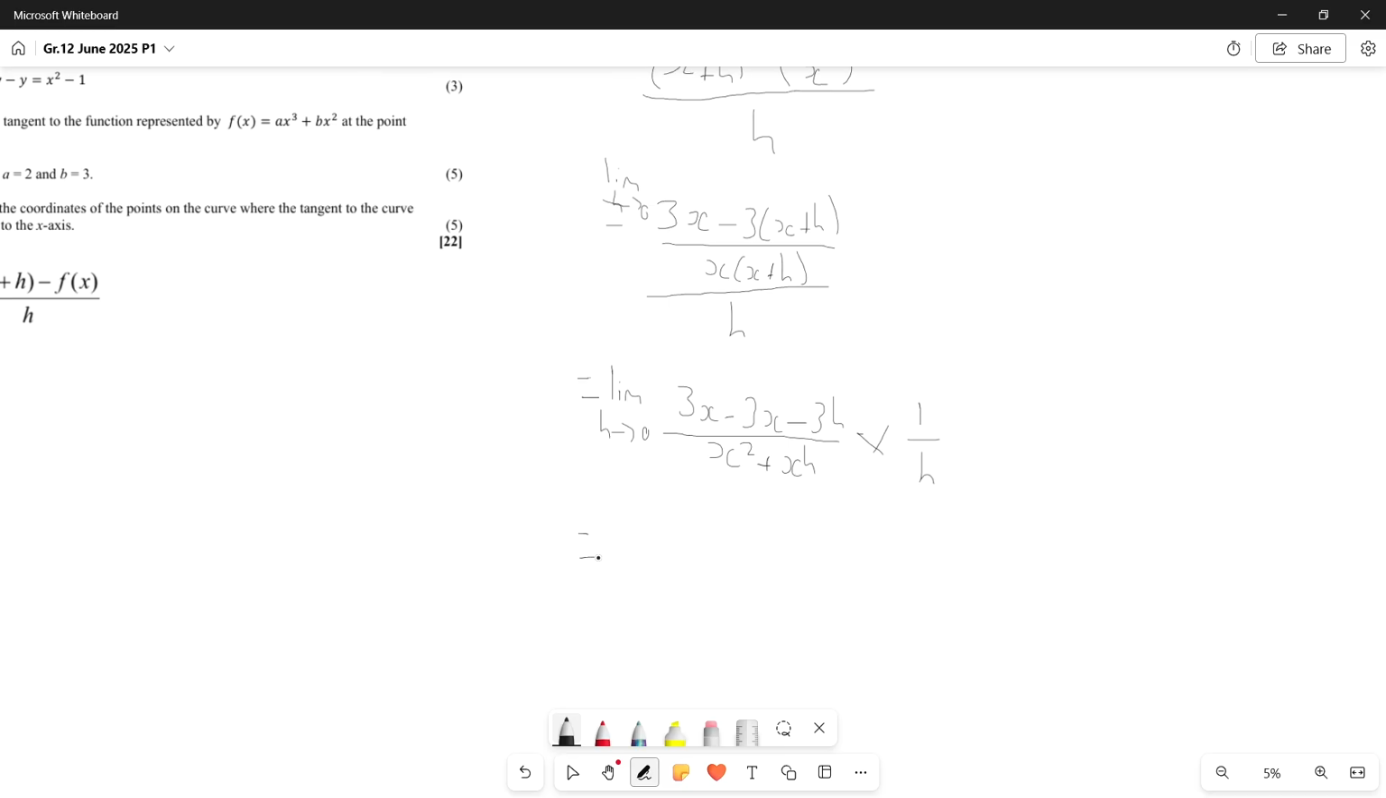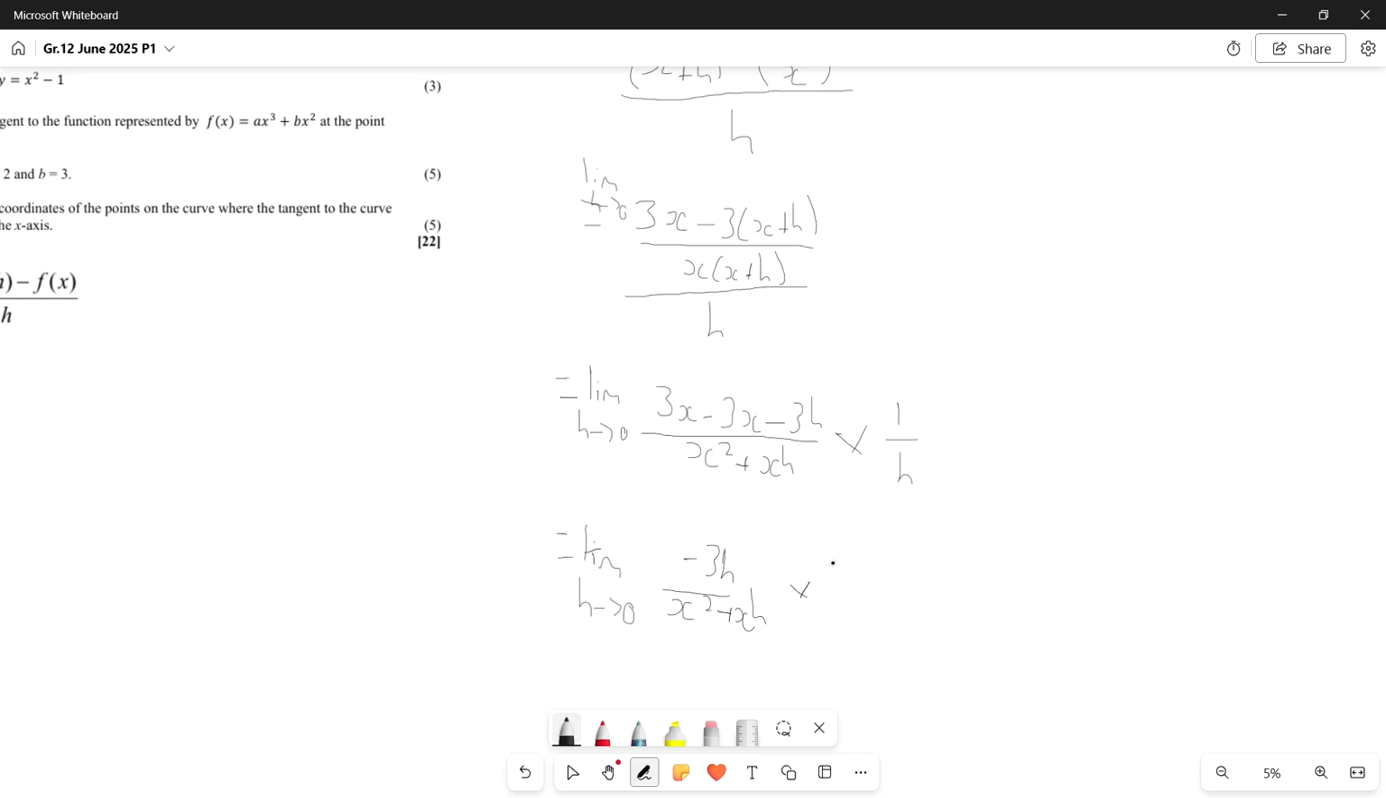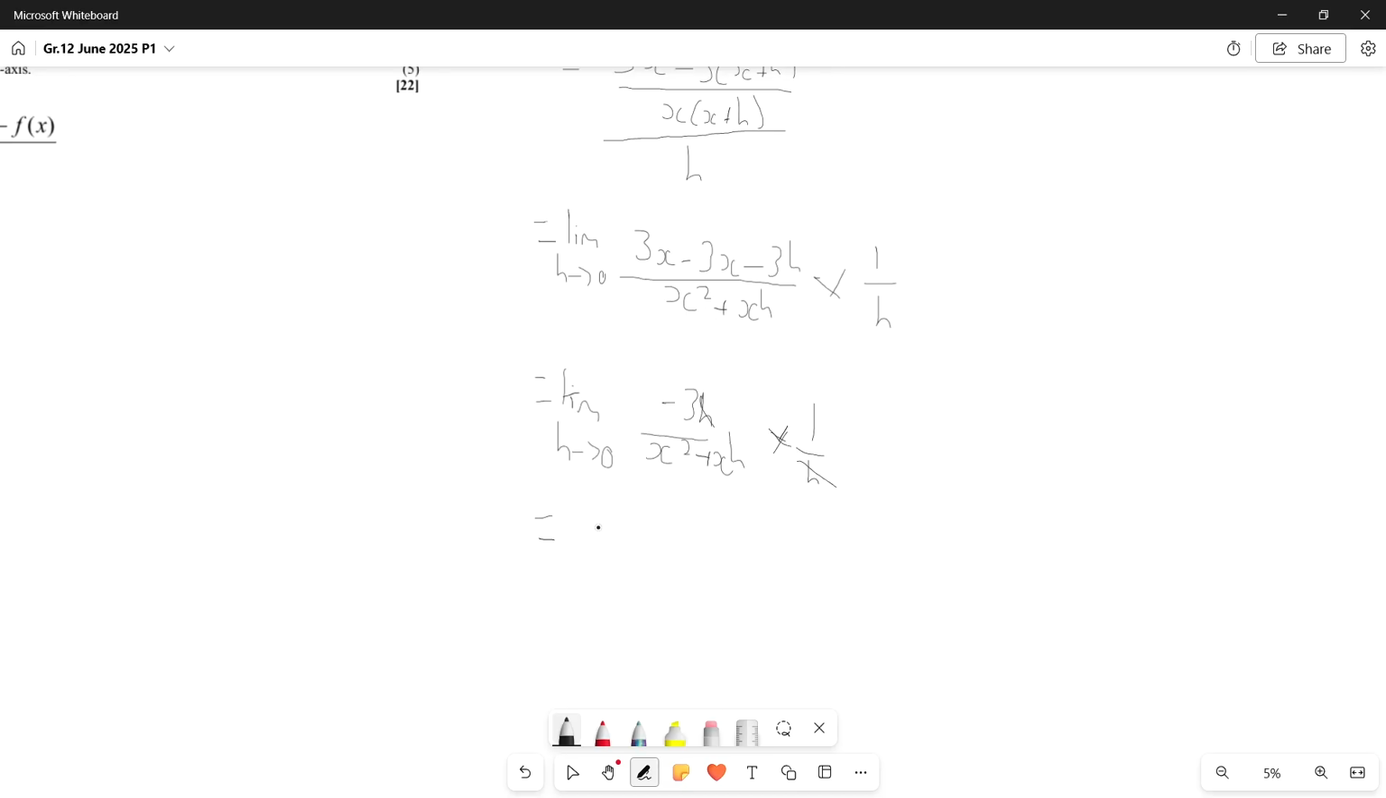Okay, so at this stage, we're going to see that this next line is going to neaten up very nicely for us. So this 3x minus 3x, that gives us 0. So we're just left with a negative 3h at the top over x squared plus xh over here. And then timesing by 1 over h, the fact that it is cross-canceling, we could distribute it into this denominator at the bottom left. But what is easier is that there's an h over here, so we can cancel it and we can cross-cancel these two. Great. So at this stage, I'm just going to rewrite it so it's neater. So then we have negative 3 over x squared plus xh.